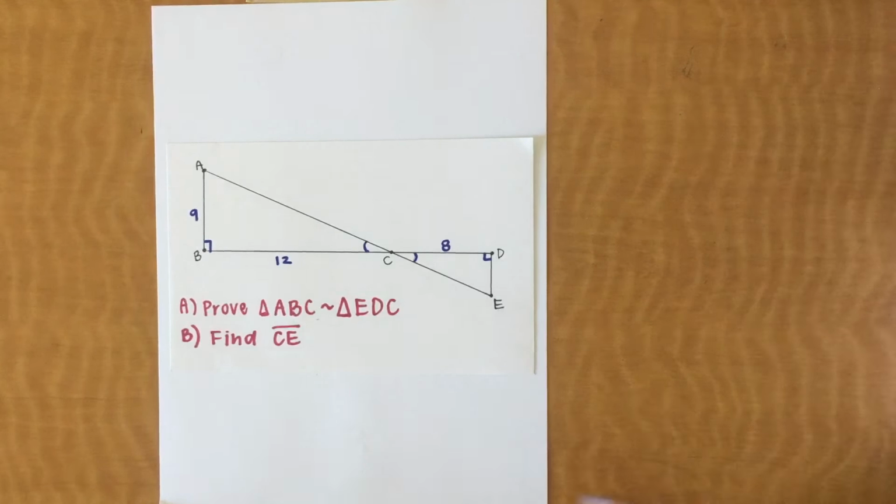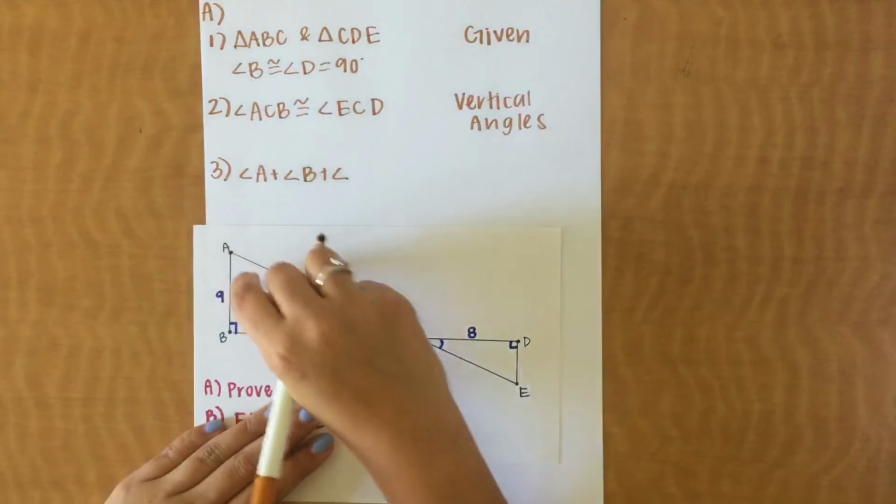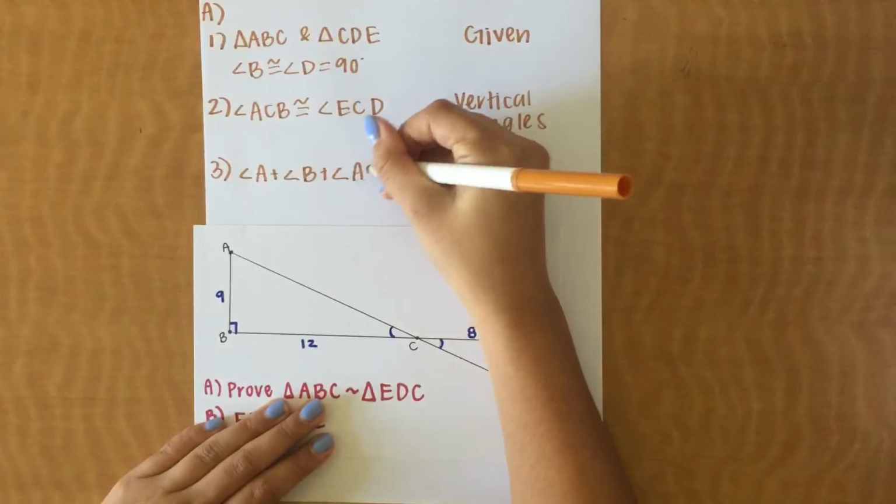Now let's see if angle A and angle E are congruent. So we can do the triangle sum theorem here. We know that angle A plus angle B plus angle ACB is equal to 180 degrees. This is the triangle sum theorem. And then we can do some substitution. We know that angle B is 90. And that's just substitution.